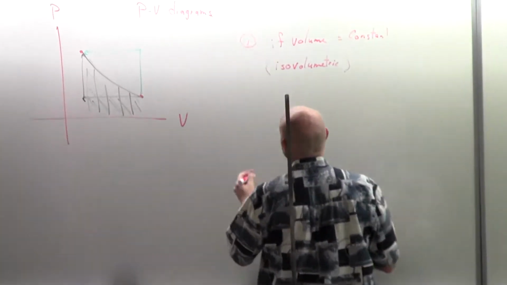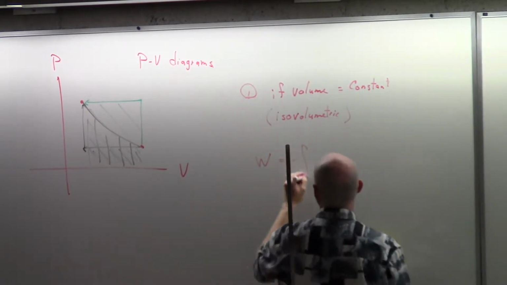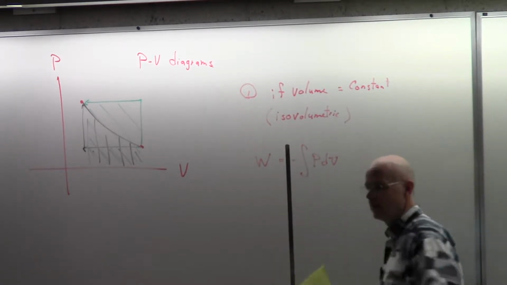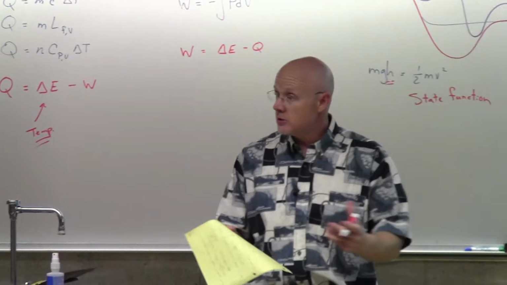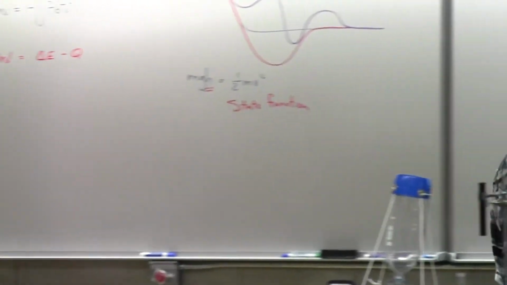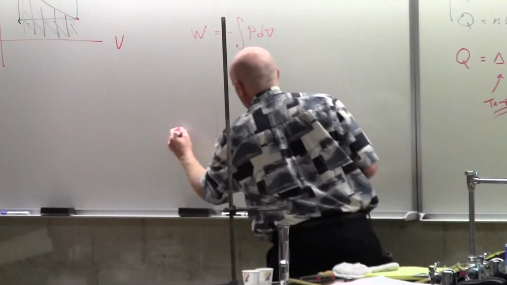Let's look at this for a second. Probably the easiest one to ask here is how much work is done during an isovolumetric process. It's 0, right? You can't do any work because work is force times distance. We haven't changed the volume. Or put another way, look at this graph. How much area is under a straight line?